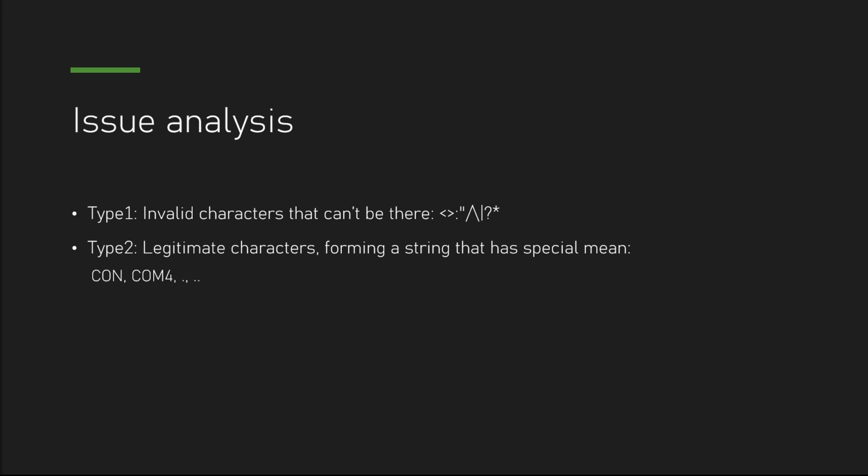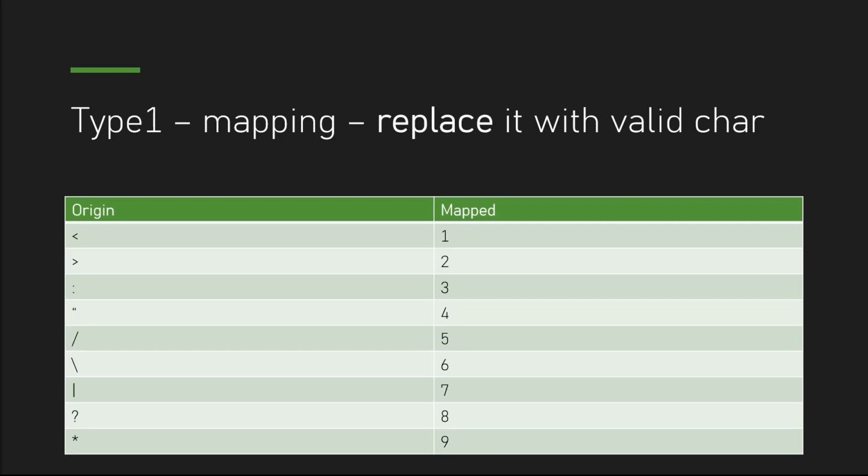For type 1, invalid characters, the most intuitive thinking, of course, is to map them to valid characters. For example, less than to 1, greater than to 2, etc. The drawback for this is obvious as well. It is very easy to run into conflicts. For example, a category named account colon 401k will be encoded to account 341k. But if we decode it according to the mapping, we might get account colon double quote 0 less than k. That is because the 4 and the 1 have a conflict there, right?